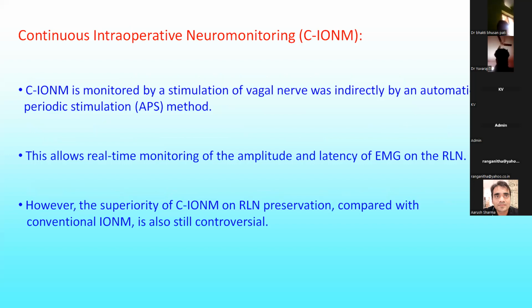So far, we have seen intermittent neuromonitoring, which is detecting these signals with intermittent stimulation of the recurrent laryngeal nerve and the vagus. The other method is continuous intraoperative neuromonitoring, which is stimulation of the vagal nerve indirectly by an automated periodic stimulation method. This allows real-time monitoring of the amplitude and latency of the EMG on the recurrent laryngeal nerve. However, the superiority of continuous neuromonitoring compared with conventional intermittent stimulation is still controversial. But still, people can use it to detect the level of the injury or level of the signals.